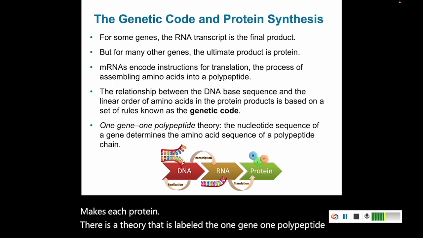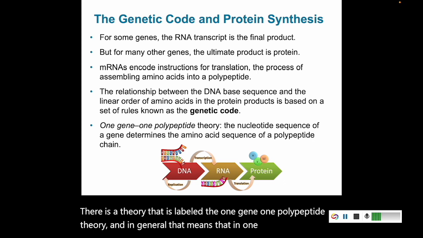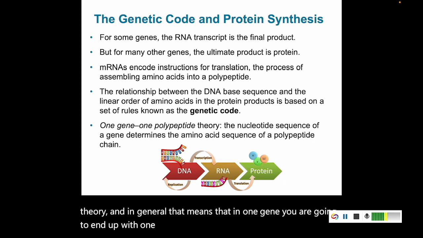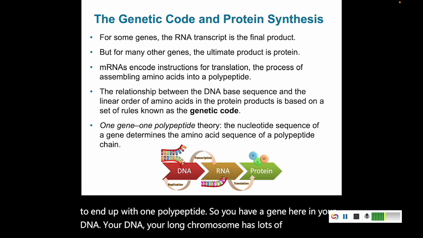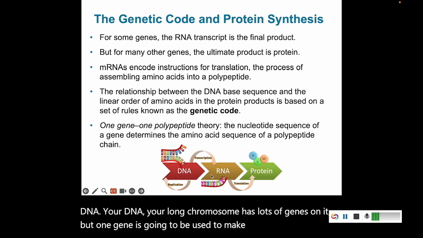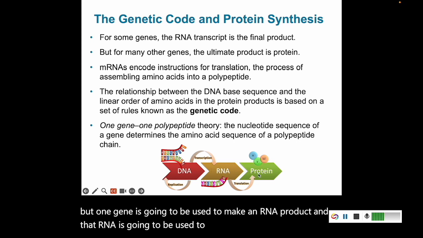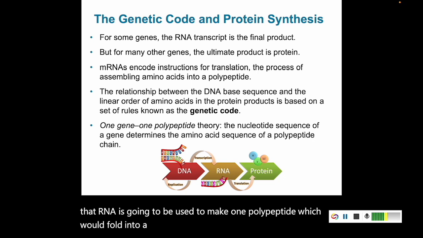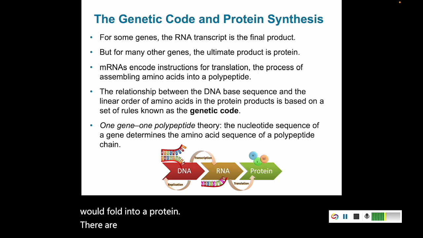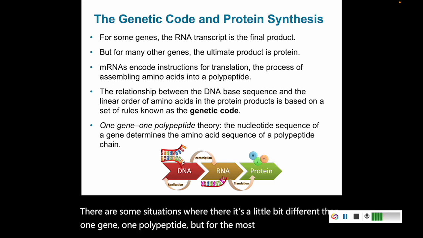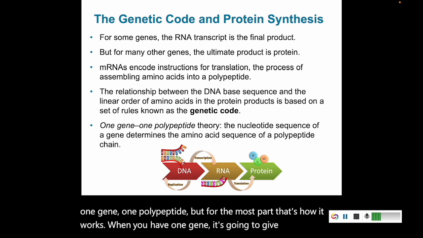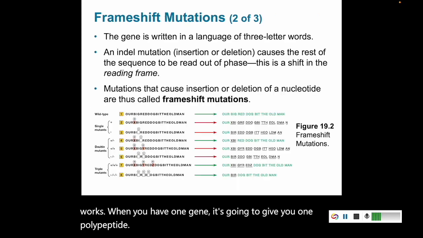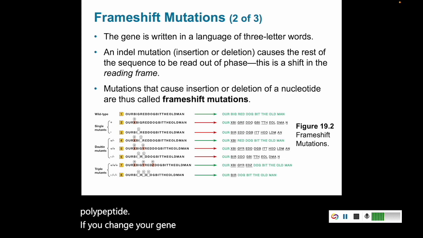There is a theory labeled the one gene, one polypeptide theory. In general, that means that one gene is going to give you one polypeptide. So you have a gene here in your DNA. Your long chromosome has lots of genes on it, but one gene is going to be used to make an RNA product, and that RNA is going to be used to make one polypeptide, which would fold into a protein. There are some situations where it's a little bit different, but for the most part, that's how it works. If you change your gene, you're going to change the protein you make.